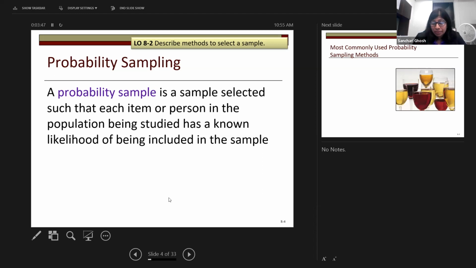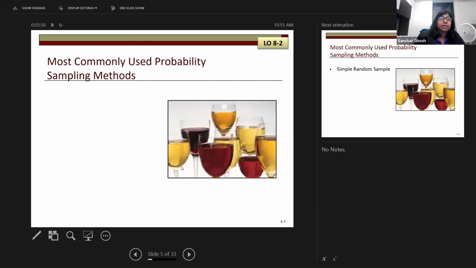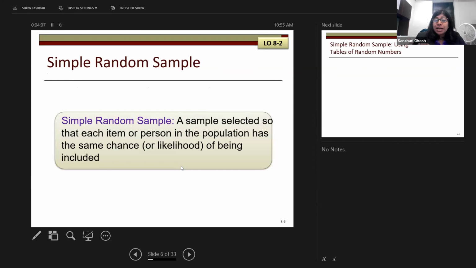This is the best method of using the sample because you're not ignoring anyone, which might create bias in your sampling. So some of the commonly used methods of sampling: the simple random sampling is just a mirror image of what we just discussed in the probability sampling, that everyone has the equal likelihood of being included in the sample.